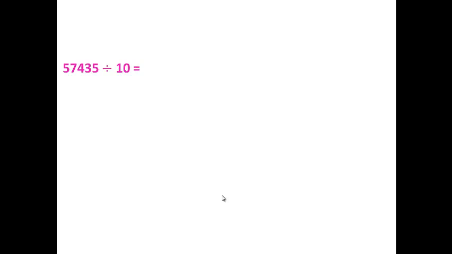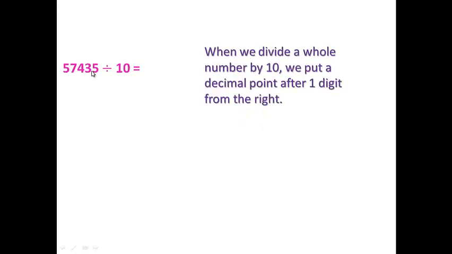57,435 divided by 10. Now this number has no point. So we will move back, but from which position? Start moving from the ones. 1 step back. From here to here. The point will sit here between 3 and 5. As you see, when we divide a whole number by 10, we put a decimal point after 1 digit from the right, which means move back.